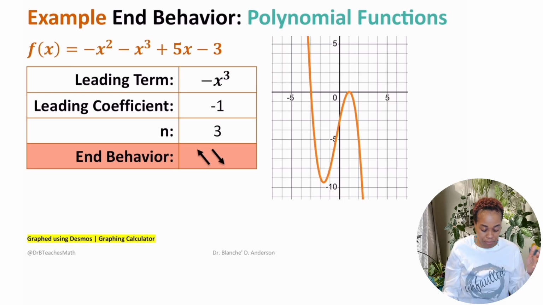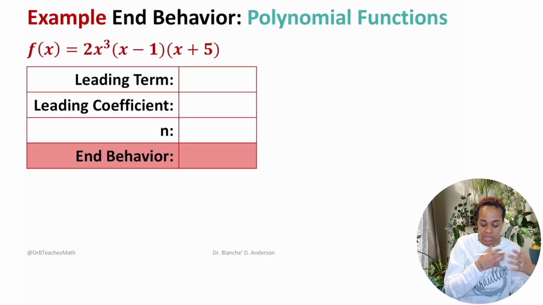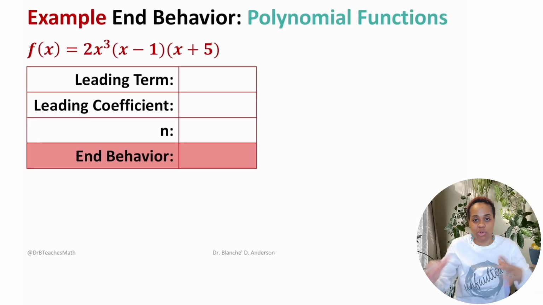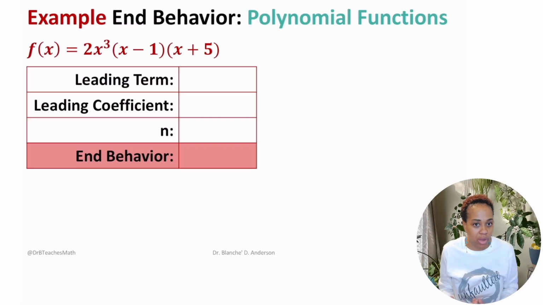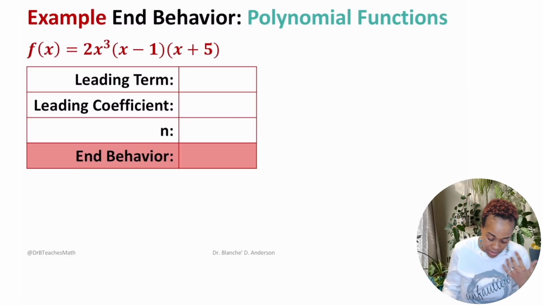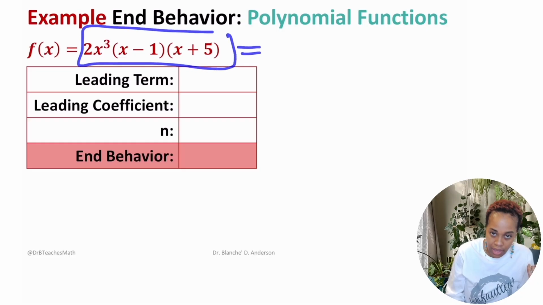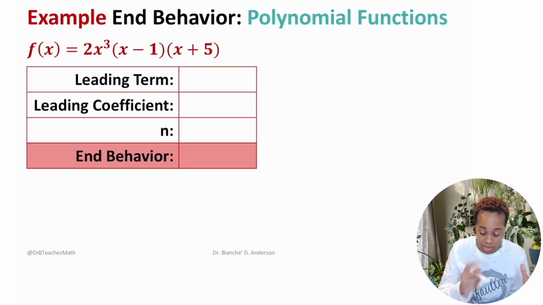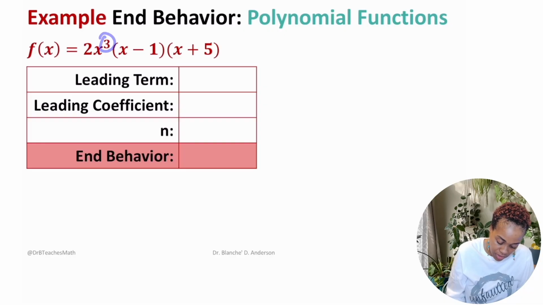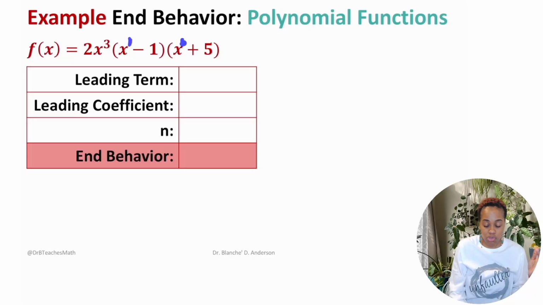I think I have one more. Yeah. So I wanted to give you one that wasn't so straightforward like the others, because I want you to think, how do I know what the degree is? Now, you can multiply all this out and get what the degree is, or just look at it. This is cubed. This is to the 1 power, and this is to the 1 power, right? So you have 3 plus 1 plus 1, that's 5. So this polynomial function has a degree of 5. You can do that when it's multiplication.